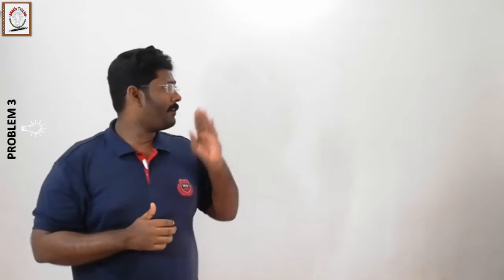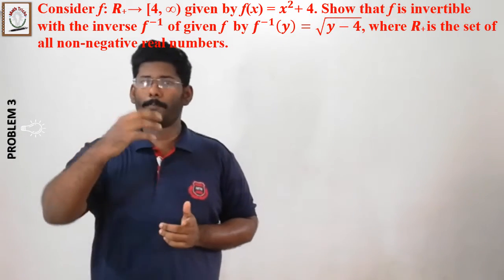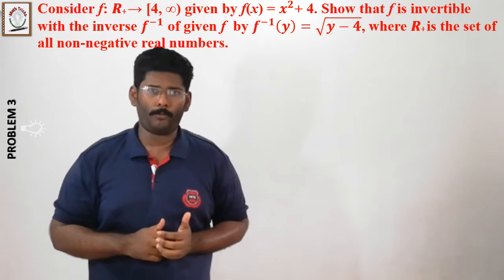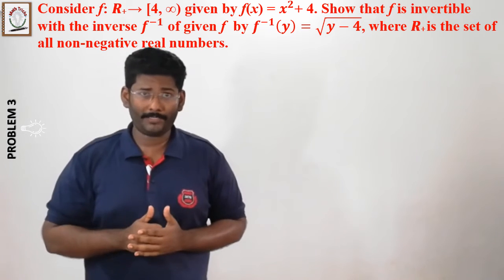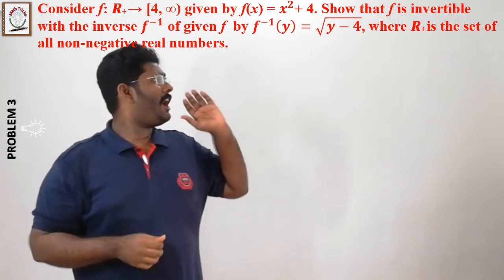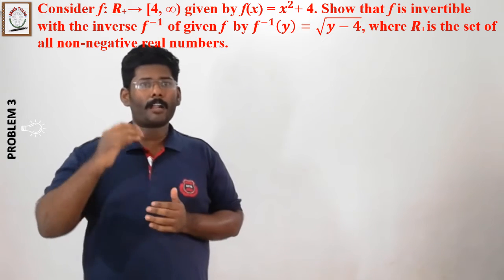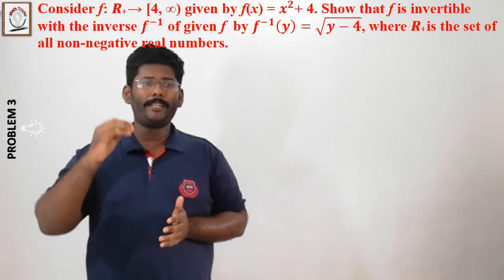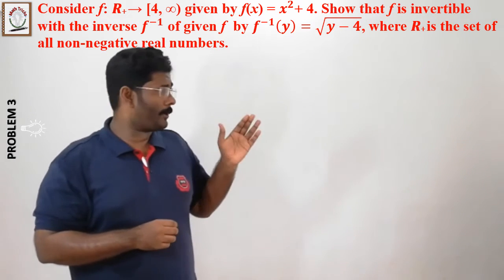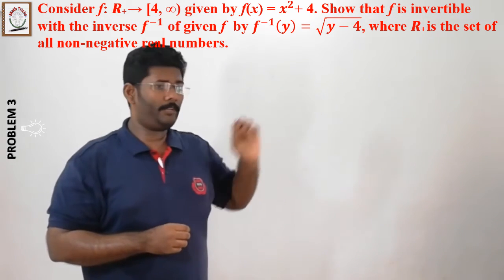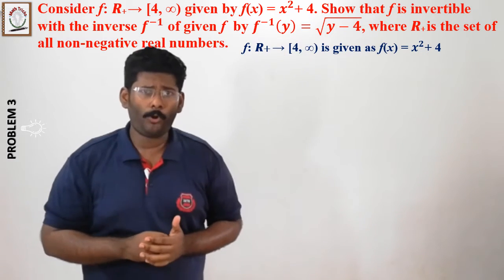Consider the function f from R plus to the closed interval [4, infinity) given by f of x is equal to x square plus 4. Show that f is invertible with the inverse given by f inverse of y is equal to root of (y minus 4), where R plus is the set of all non-negative real numbers. Here the function is defined as f from R plus to [4, infinity) given by f of x is equal to x square plus 4.